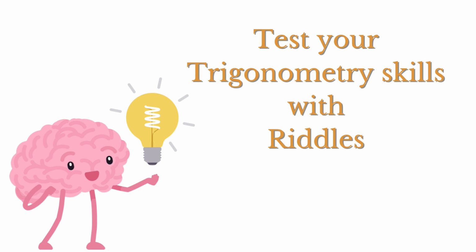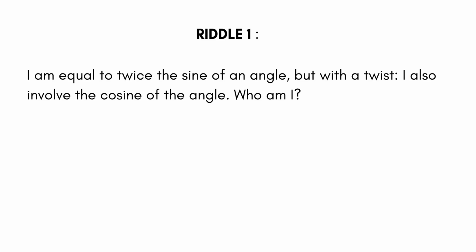In this video, there are 20 riddles to test your trigonometry skills. Riddle 1. I am equal to twice the sine of an angle, but with a twist, I also involve the cosine of the angle. Who am I? Answer. Sine 2 theta is equal to 2 sine theta into cos theta.